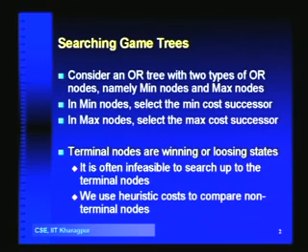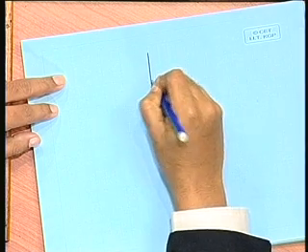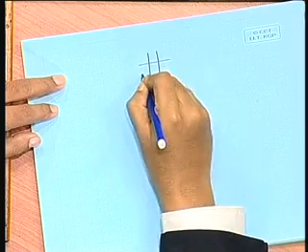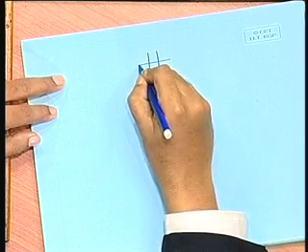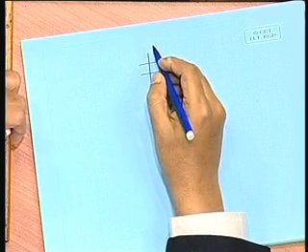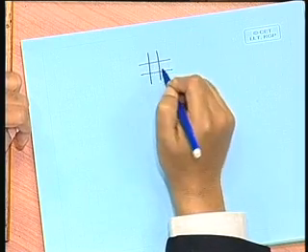Terminal nodes can be winning or losing states, but it is often infeasible to search up to the terminal nodes. So, we will use heuristic cost to compare non-terminal nodes. So, let me start by showing a simple formulation of a game tree search problem. Let us say we take the example of tic-tac-toe. In tic-tac-toe what we have is something like this, and the players alternate in putting either a circle or a cross in any of these positions.